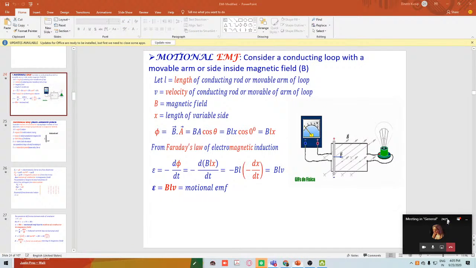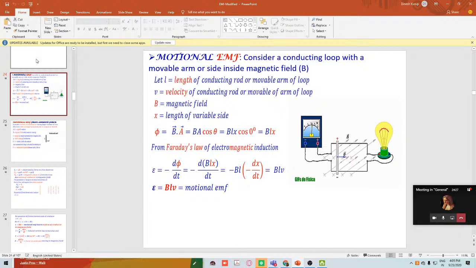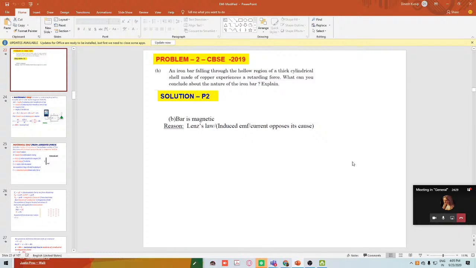So we were discussing this one in the last class, that is a problem. Okay, so these are the problems we were discussing in the last class.